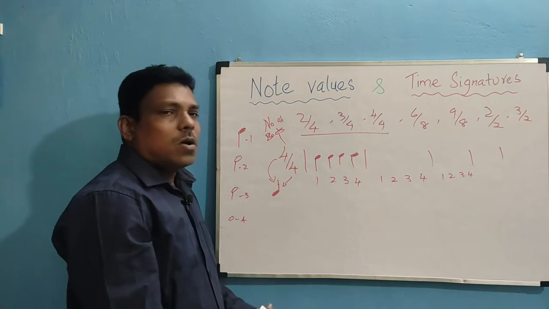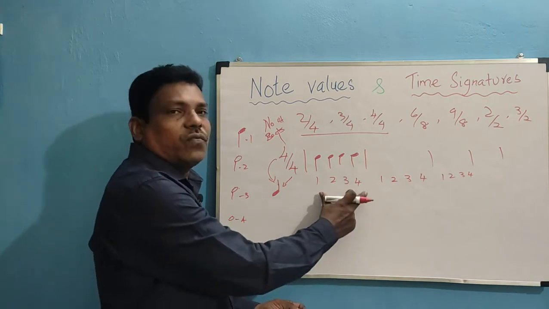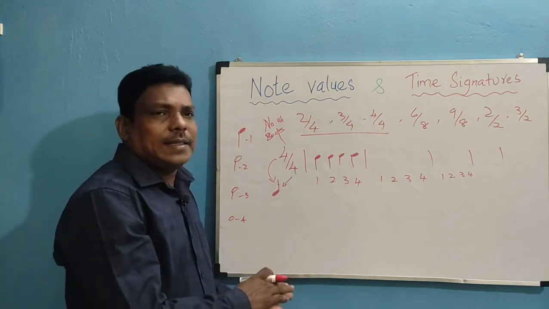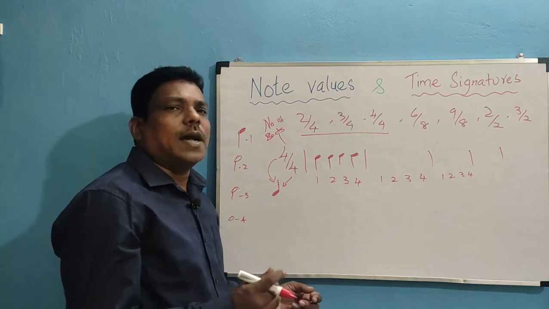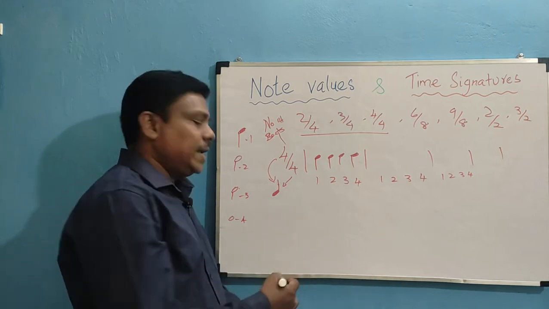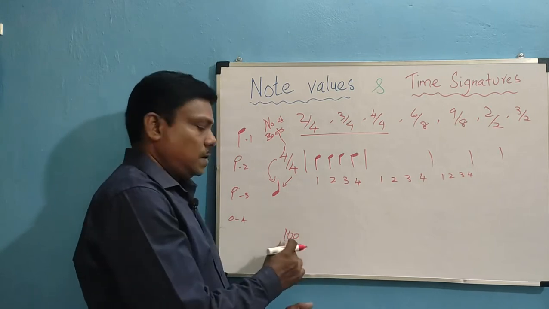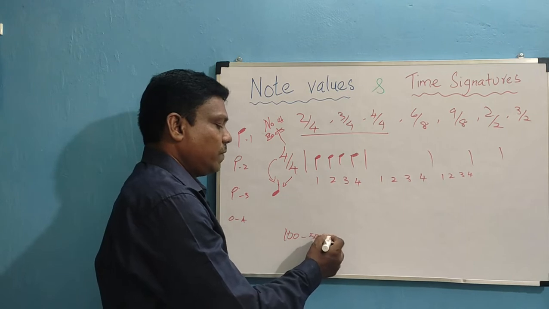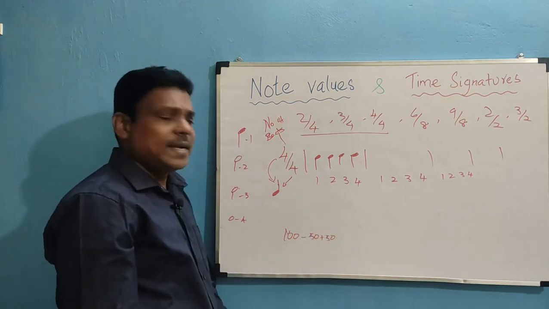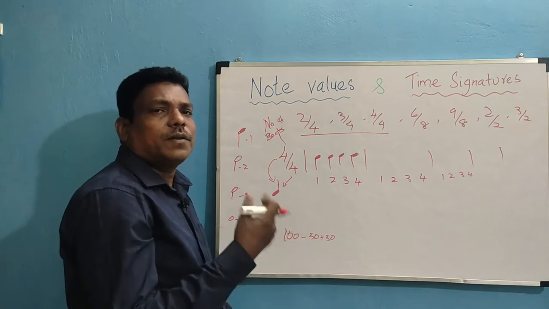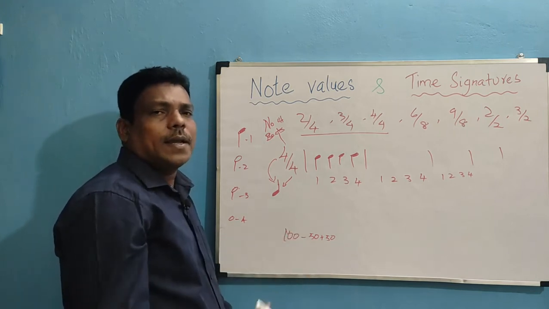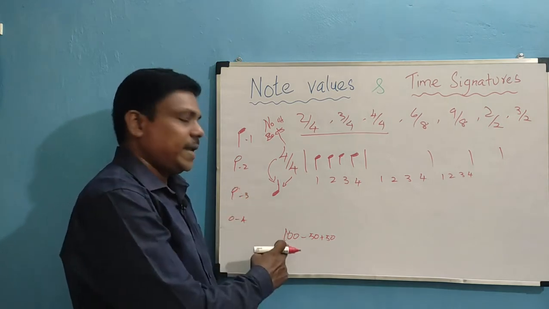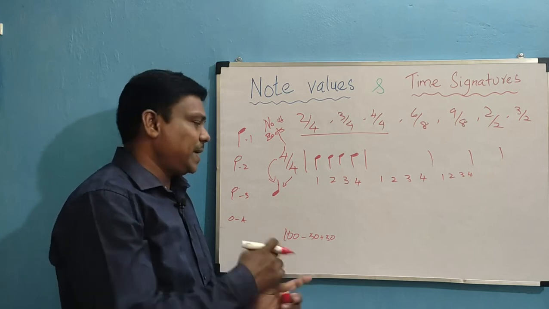But it is not compulsory that 4 crotchet beats alone should be there. Think like this: 100 rupees is not only one 100 rupee note. It can be 50 plus 50, or 20, or 10 rupees. Anyway, its total value should be 100. 100 rupees may be in any form.